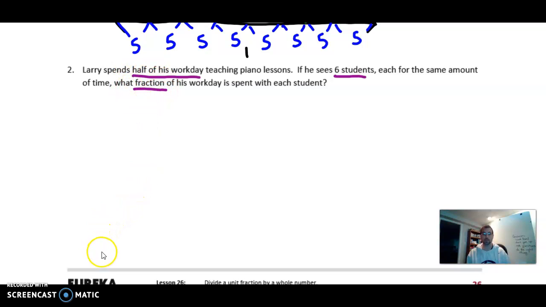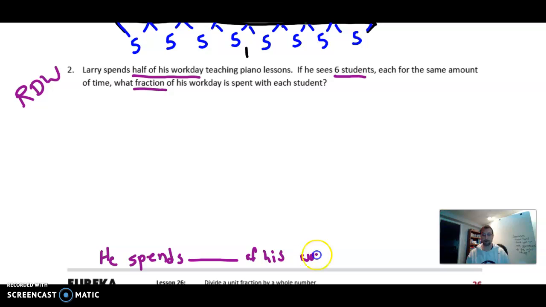All right. We might say it in a sentence as we aren't going to forget our RDW. We just read it. Okay, we found our details. Now we're also going to write. He spends blank of his workday. And I'm sure you would be much neater with a pencil rather than this tablet. Workday with each student. Put a period at the end.